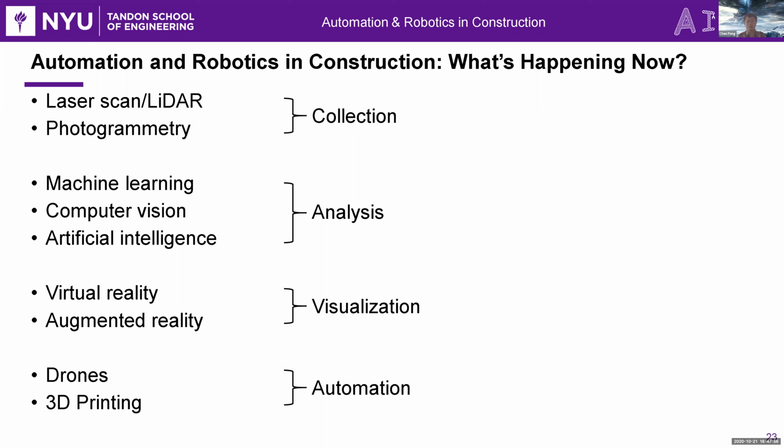our hands dirty. We need to get into the real job site. So we need to automate some of those hard tasks. So here we can see 3D printing, robots, drones flying on the job site. I consider those as automation technologies.